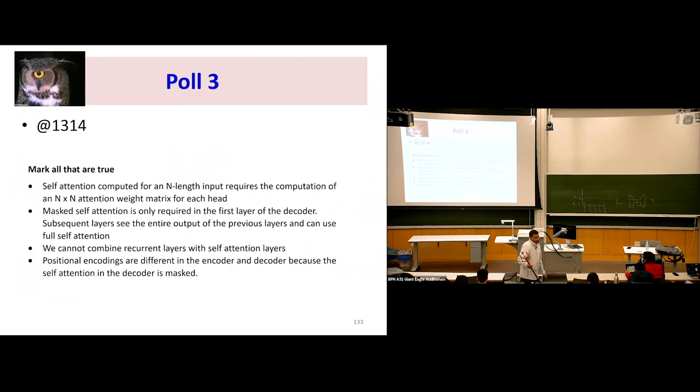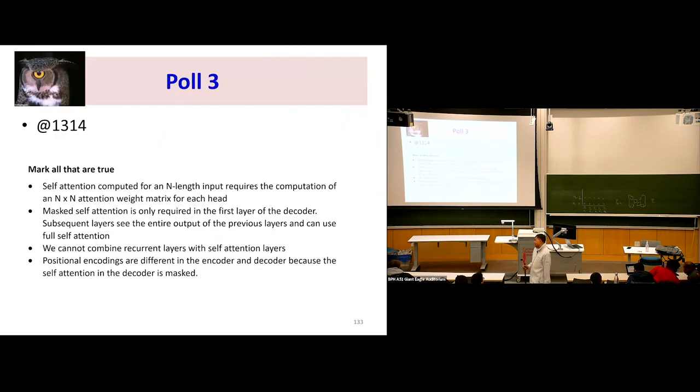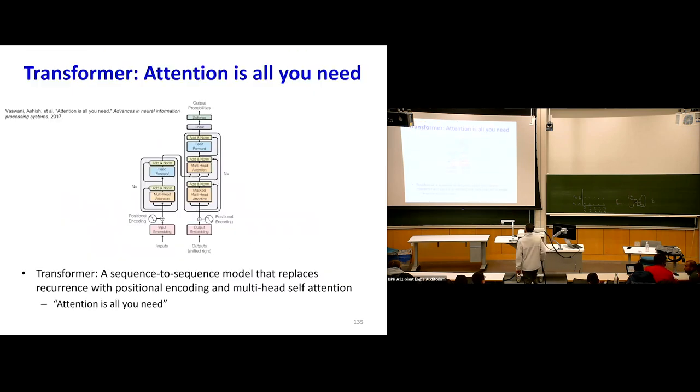And the positional encodings in the encoder and decoder are not very different. The only difference between the encoder and the decoder is the masked attention, okay? So this is the so-called transformer architecture. You'll hear a lot more about it in Abu's lecture. It has the encoder, which is all attention, and the decoder, which is all attention. The paper was called "Attention is All You Need," which was a landmark paper, which basically changed the way we dealt with sequences.